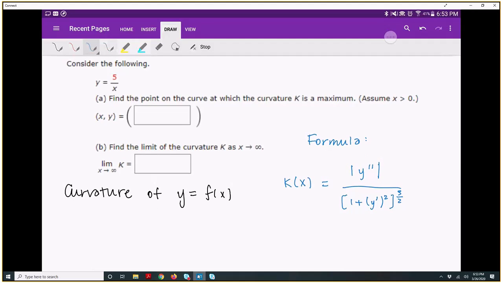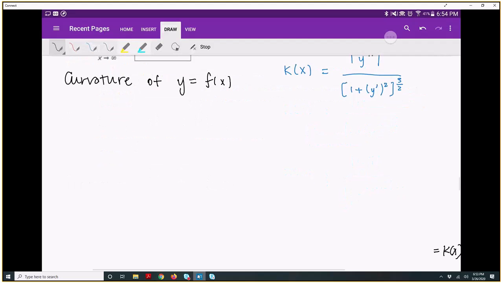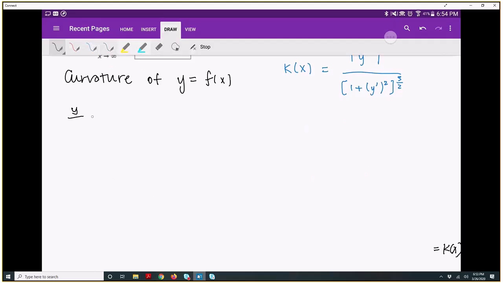So we have this problem here that tells us y is equal to 5 over x. We want to A, find the point on the curve at which the curvature is a maximum, assume x is greater than 0, and B, find the limit of the curvature k as x goes to infinity. Okay, so if y is equal to 5 over x, then y prime is equal to minus 5 over x squared, and y double prime is equal to 10 over x cubed.